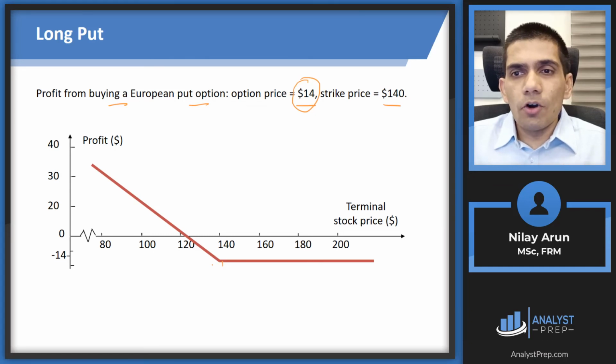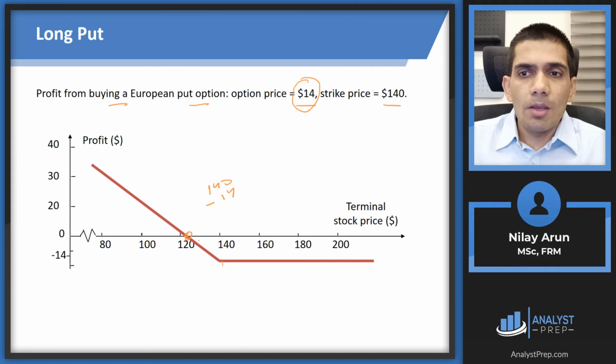Once it goes below 140, you start recouping your losses. Once you've completely recovered $14, that's when your profit actually starts. So your break-even point is here. So your break-even point would essentially be 140 minus 14. Because now, keep this in mind. When we're talking about the call option, you were adding both the figures. Here, we're netting out, we are subtracting the option price from this. Now, why is that?